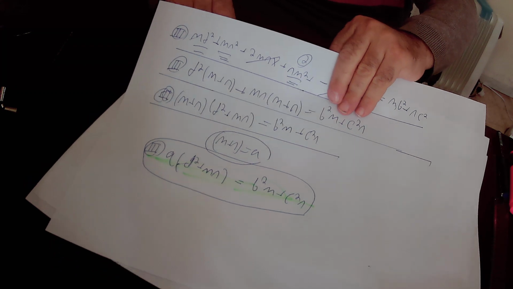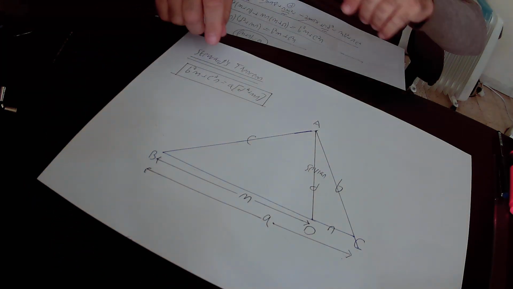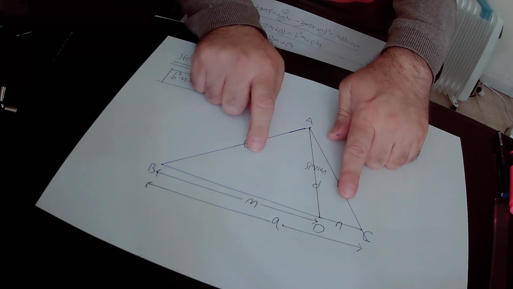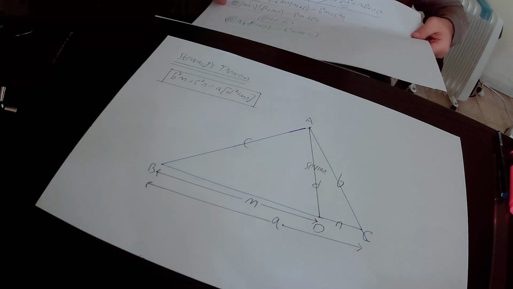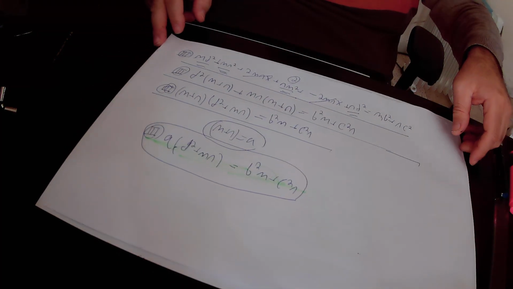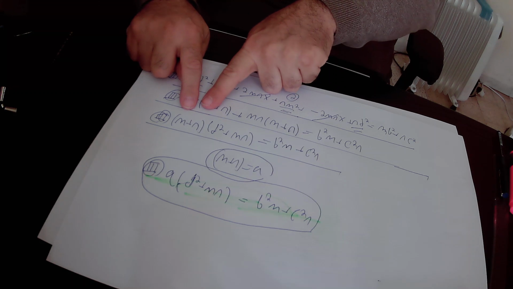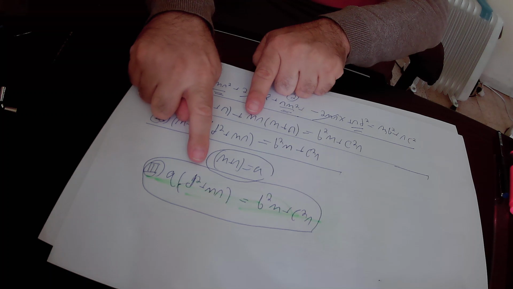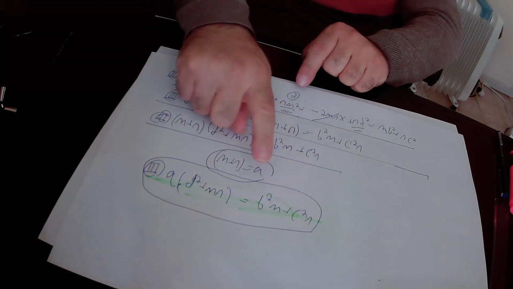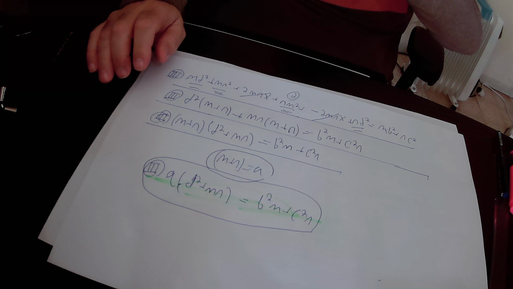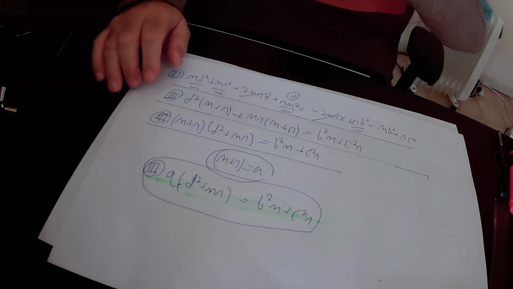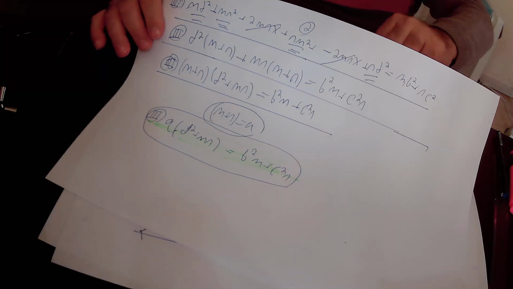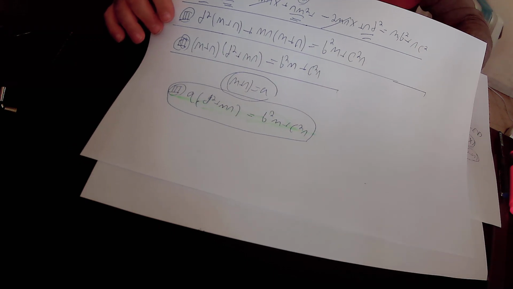We can see here that m plus n equals a. So substitute m plus n by a, and we got that here m plus n is a, so it is a times d squared plus mn equals b squared m plus c squared n. This is actually the proof of Stewart's theorem, or the proof of the equation of Stewart's theorem. Okay, so we finished with the first method.